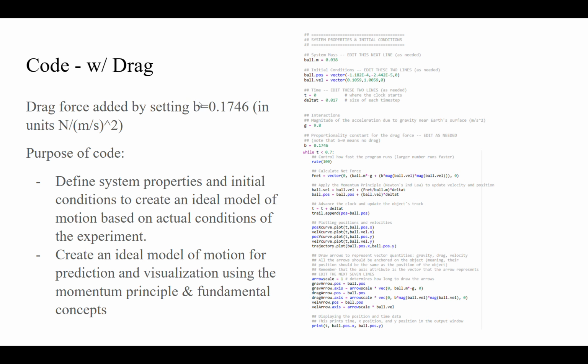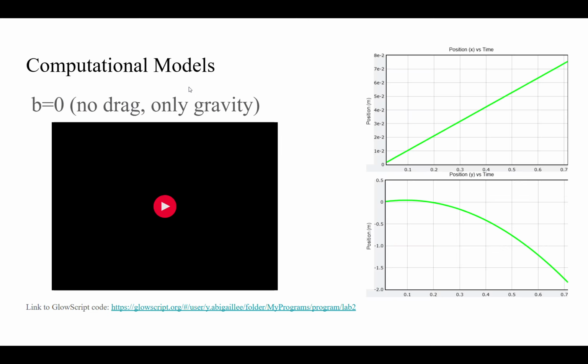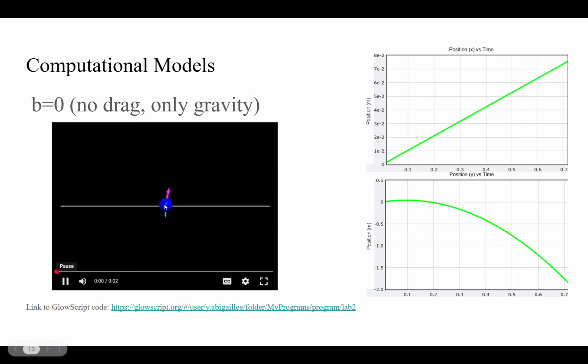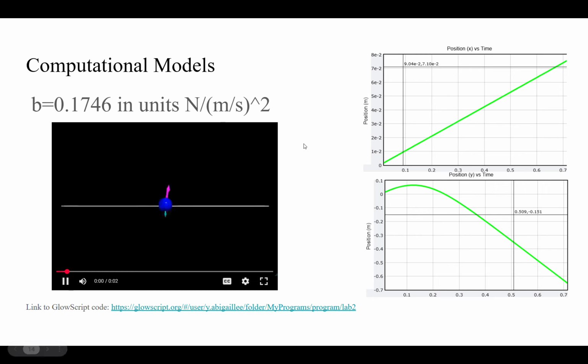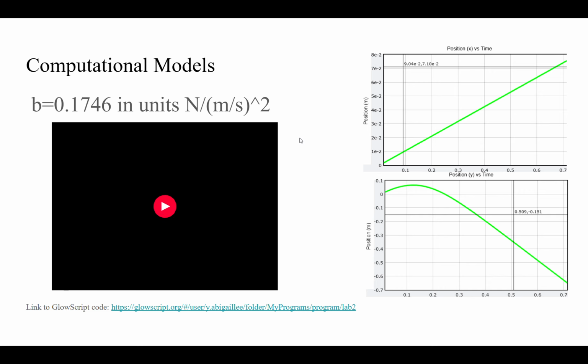And it's the same for the code with drag, except we change the proportionality constant to 0.1746 newtons per meter squared per second squared. So this is the model for when only gravity acts on it, and this is with drag forces included.